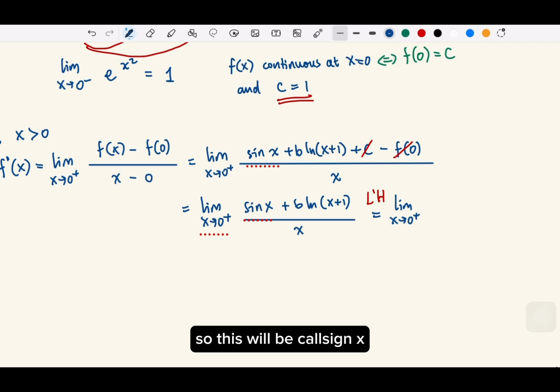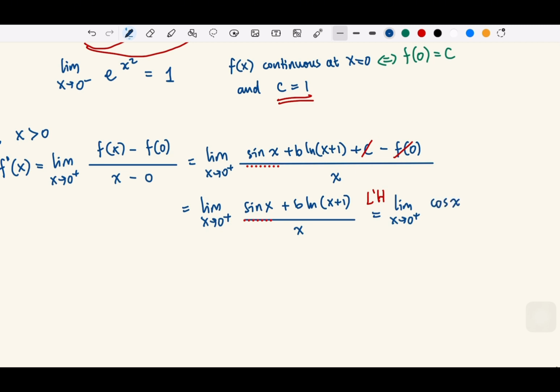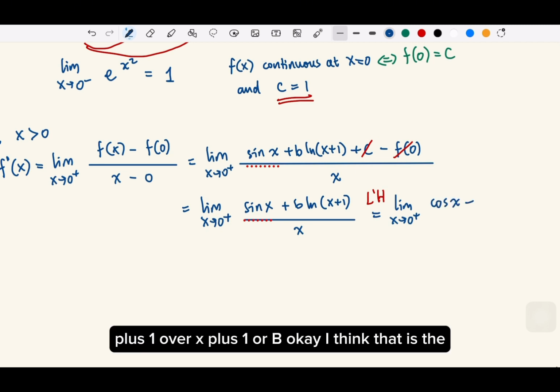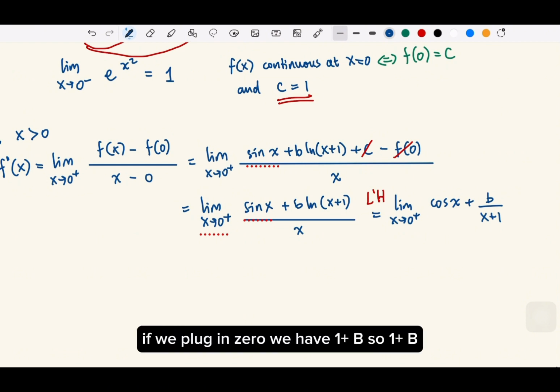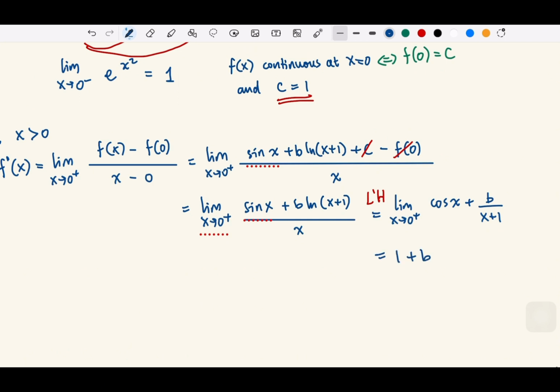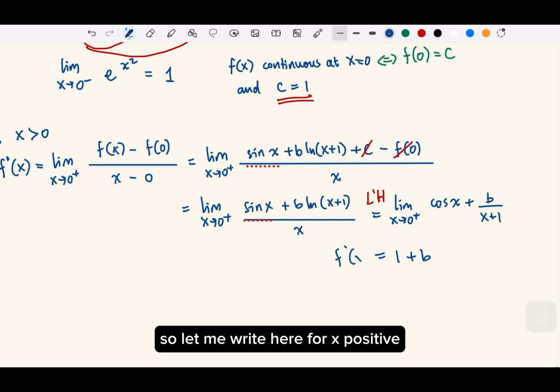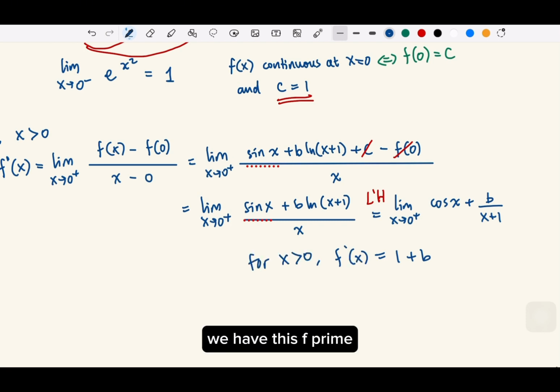So this will be cosine x plus 1 over x plus 1, or b. So we have 1 plus b, right? If we plug in 0, we have 1 plus b. So let me write here, for x positive, we have this f prime.